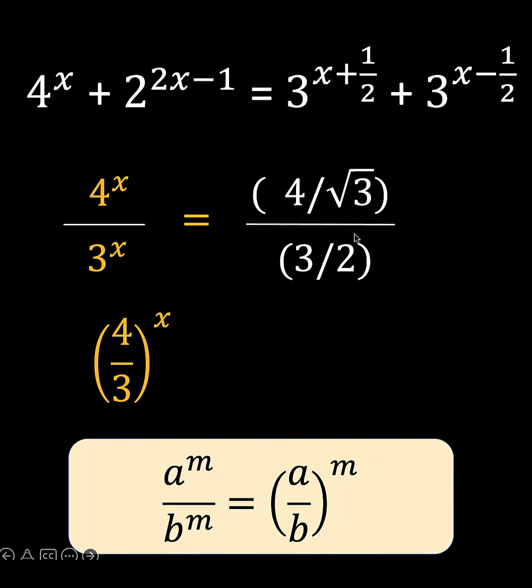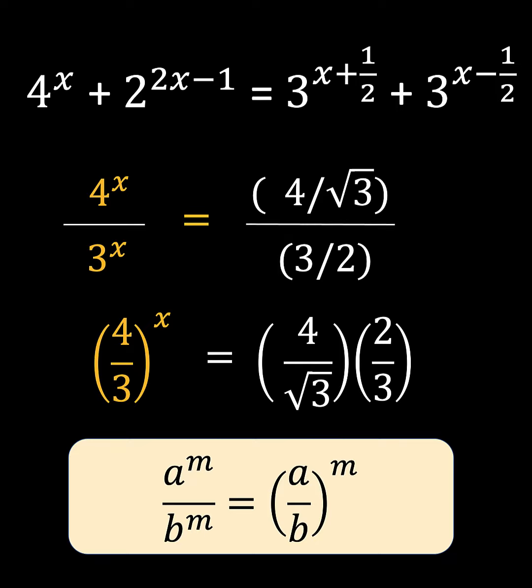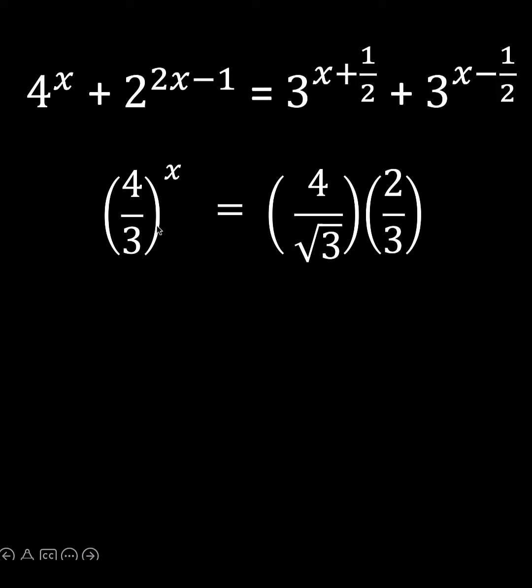And then at the right side, instead of division, we can rewrite this as multiplication. So we multiply 4 over square root of 3 by the reciprocal of 3 halves, which is 2 over 3. Then let's continue. At this point, we want to rewrite the right side in a form similar to the left side. That is, if we can write this as 4 over 3 raised to a certain exponent, then that exponent is equal to the value of x.